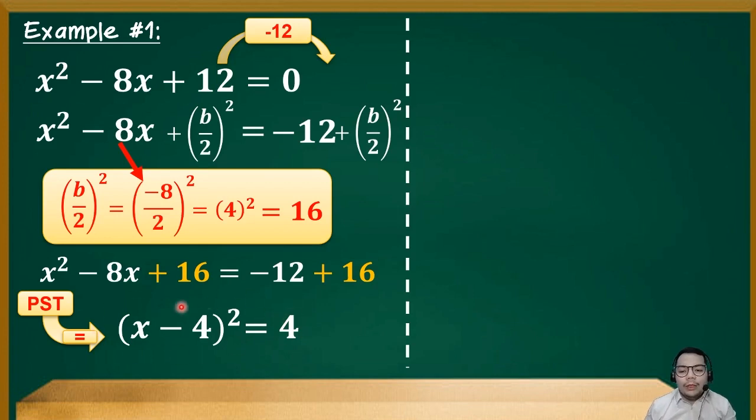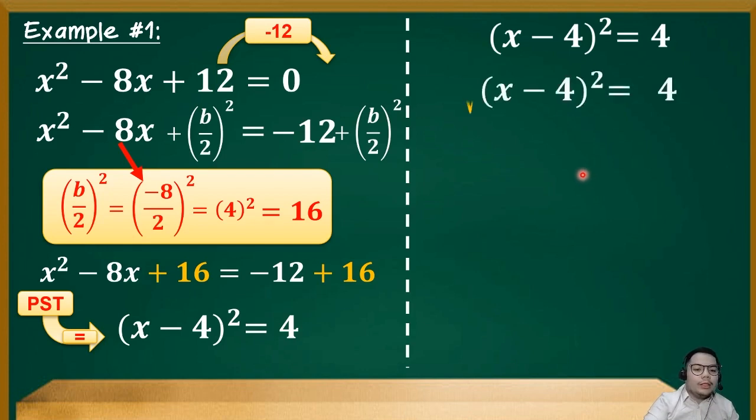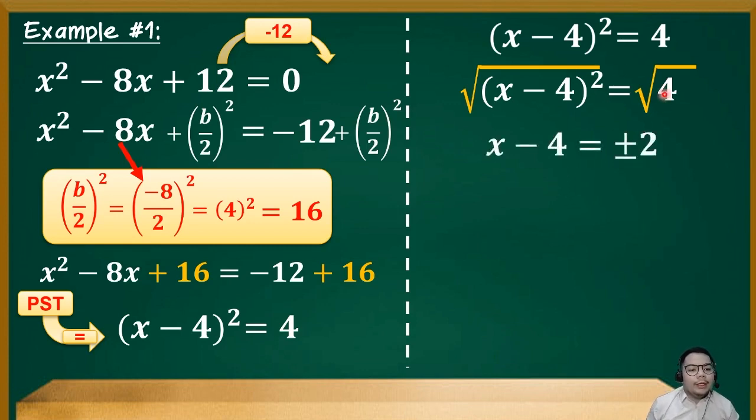So since we already have this square of binomial and positive 4, as you notice, this looks like an example of extracting square root, because the fourth step says that we just need to solve this given equation by extracting square root. So how do we do it once again? We get the square root of both sides. So we will get x minus 4, and then the square root of 4 will be positive and negative 2.